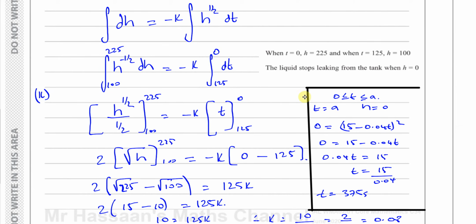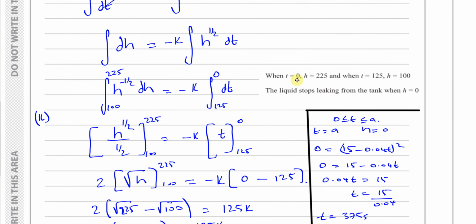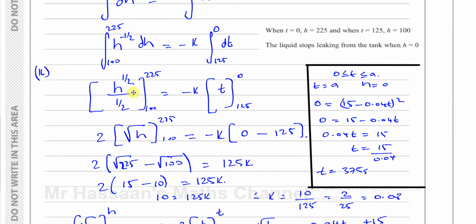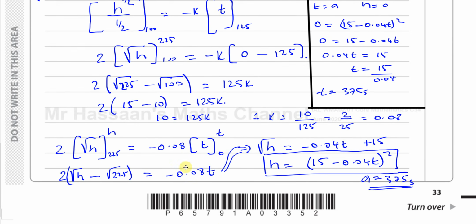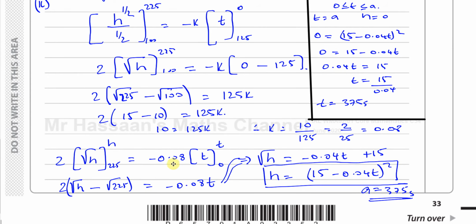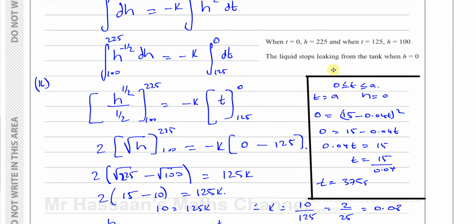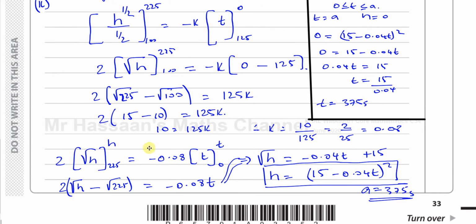So first of all, I tried to find what k is. I found what k is by using both of these limits. So it says when h is 225, t is 0, and when h is 100, t is 125. I used those limits, and that helped me find what k is. And then I went back to my expression where I integrated it, and I know the value of k, so I put 0.08 instead of k. Then I could use either of these two limits. I could use these two limits together or those two limits together, and I would still get the same answer. It really doesn't matter which one I do.